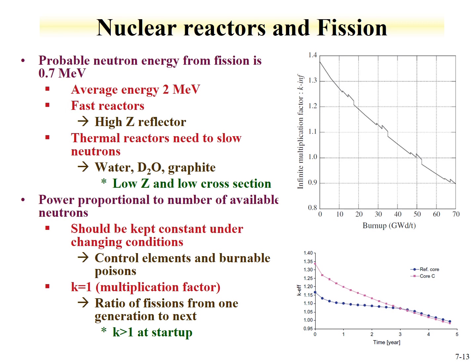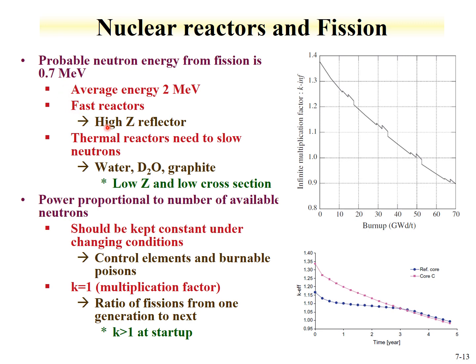Some more detail on neutrons and fission in reactors is presented here, where we see that the probable neutron energy is a little under an MeV, while the average energy is about 2 MeV. This is actually used in fast reactors, since 2 MeV neutrons are certainly high enough to fission non-fissile isotopes like uranium-238. The only thing you would need to do is construct a reactor, a fast reactor, where the neutrons are not moderated or slowed down.